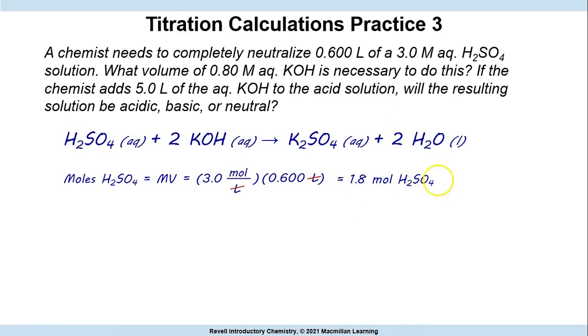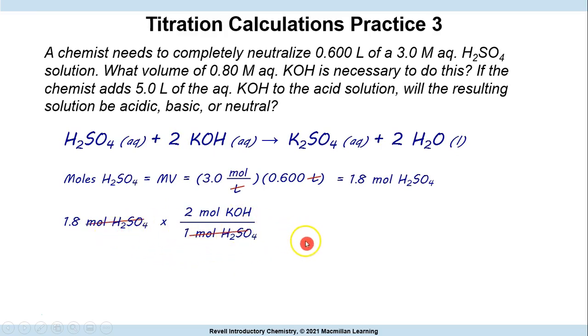Now we look at the balanced equation. We have to convert moles of sulfuric acid to moles of potassium hydroxide. So we are going to use the conversion factor here. For every 1 mole of sulfuric acid, we have 2 moles of potassium hydroxide. So 1 mole of sulfuric acid will be at the bottom and 2 moles of potassium hydroxide at the top. So the moles of sulfuric acid cancels, and we are left with moles of potassium hydroxide.